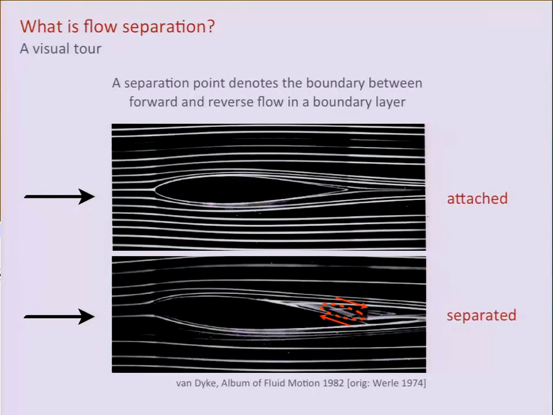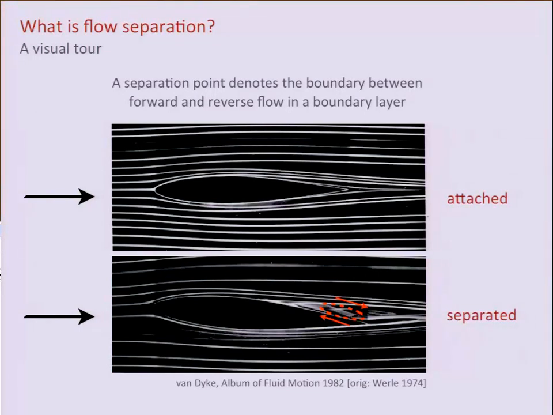So this is a smoke visualization of just some flow around this airfoil. This is a 2D cross-section that's shown. And what we refer to as attached, you have a free stream flow that's traveling, in this case, from left to right. And you can see from the streamlines that the flow continues in this predominant left to right fashion.